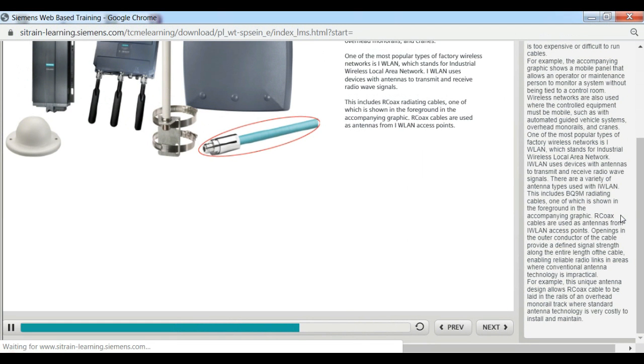Openings in the outer conductor of the coax cable provide a defined signal strength along the entire length of the cable, enabling reliable radio links in areas where conventional antenna technology is impractical. For example, this unique antenna design allows coax cable to be laid in the rails of an overhead monorail track where standard antenna technology is very costly to install and maintain.